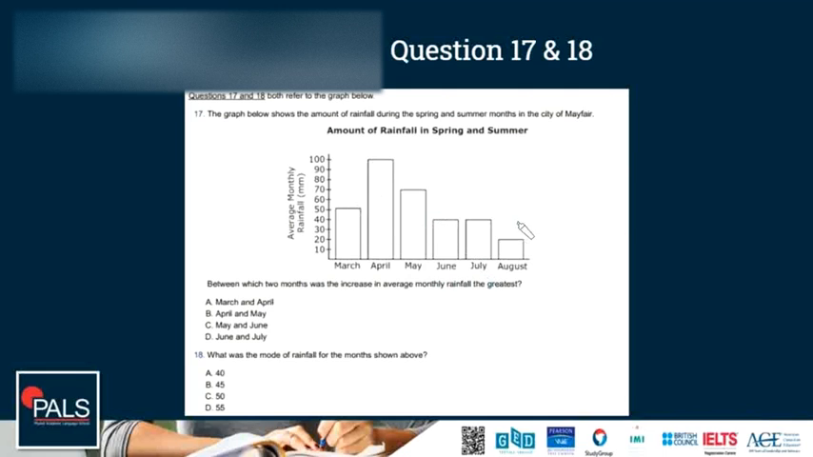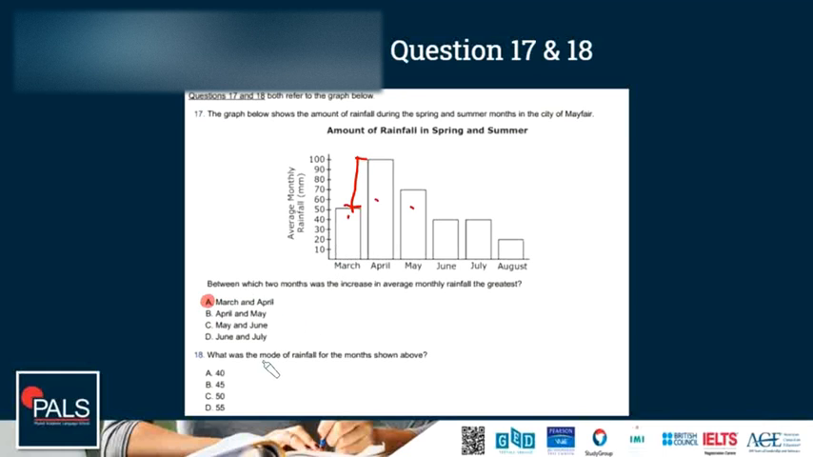Well, we can immediately see that we have to check from month to month. Where is the difference the greatest? And it is obviously March and April. No, this difference is the greatest. So March and April, answer A is the correct answer here.